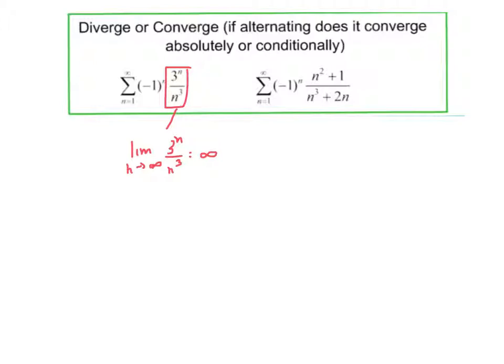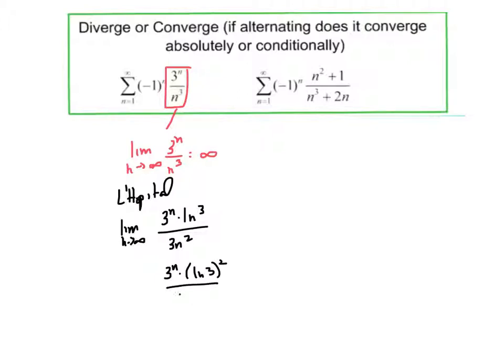But if you didn't have that intuition, you would probably use L'Hopital's rule. You know, because you plug in infinity, you get infinity over infinity. So you would use L'Hopital and say, well, the derivative of 3 to the n is 3 to the n times the natural log of 3. The derivative of the bottom is 3n squared. Now you'd evaluate the limit again, and unfortunately you still get infinity over infinity, so you do it again. 3 to the n times the natural log of 3 squared over 6n.